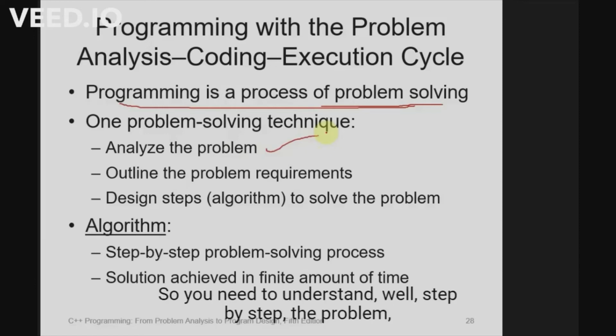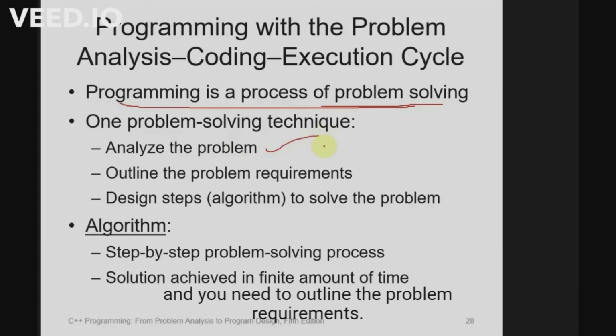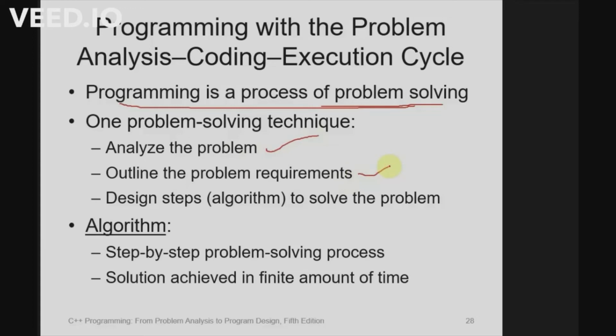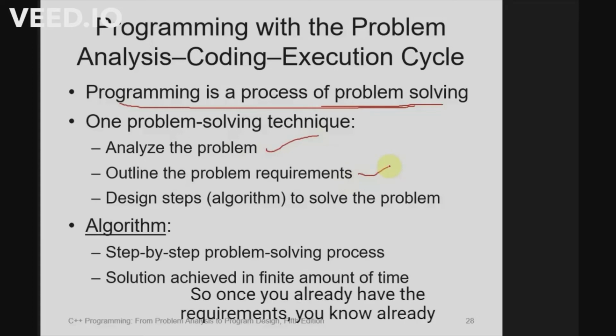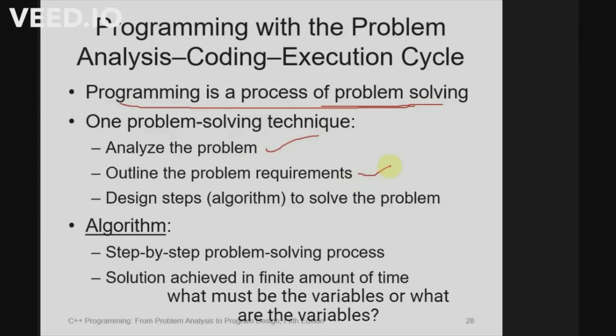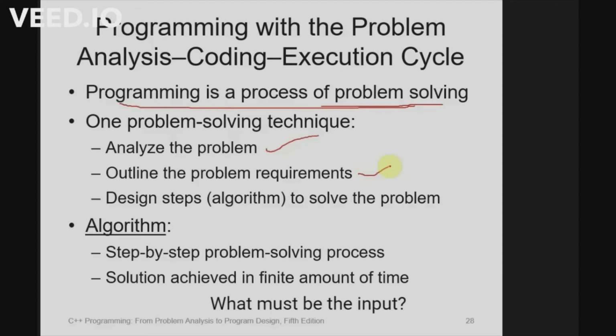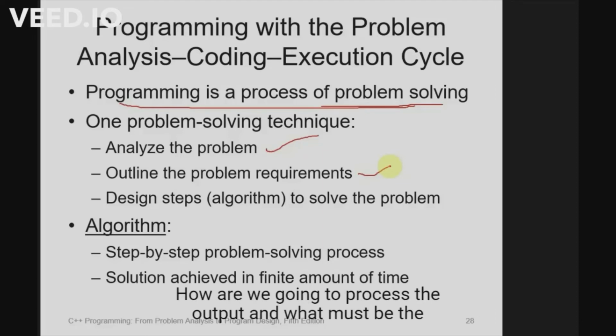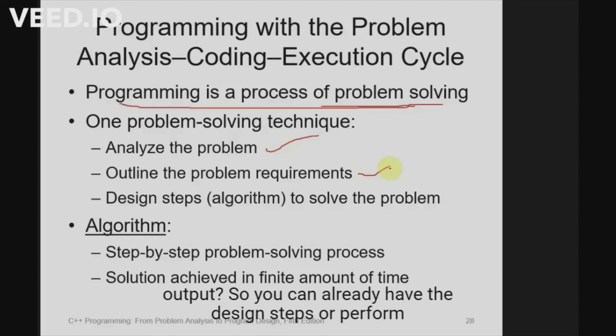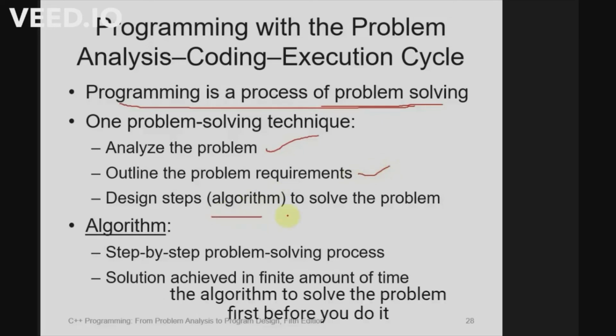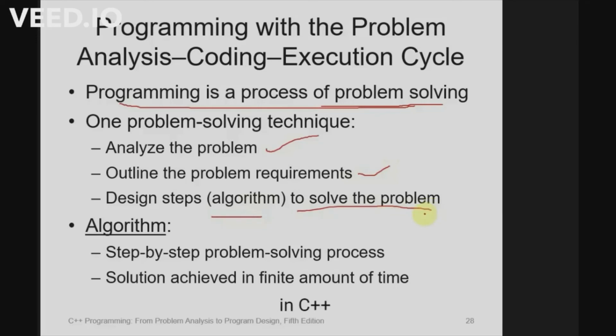Okay, so you need to understand the problem well, step by step, and you need to outline the problem requirements. Okay, so once you already have the requirements, you already know what the variables are, what must be the input, how we are going to process the output, and what must be the output. So you can already have the design steps or perform the algorithm to solve the problem first before you do it in a C++ program.